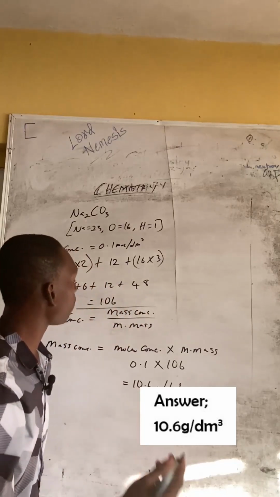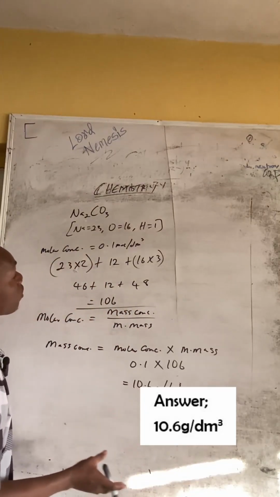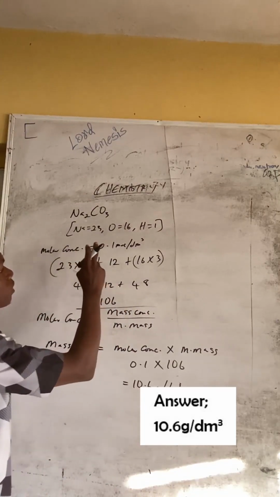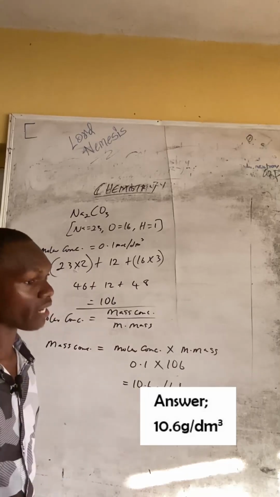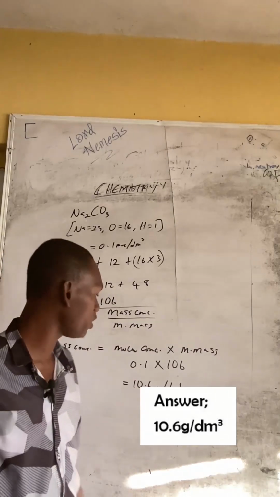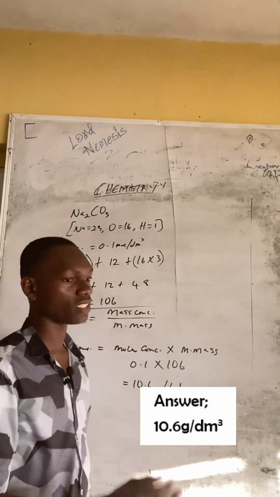So the mass concentration contained in 0.1 mole per dm cube of sodium carbonate is 10.6 gram per dm cube.